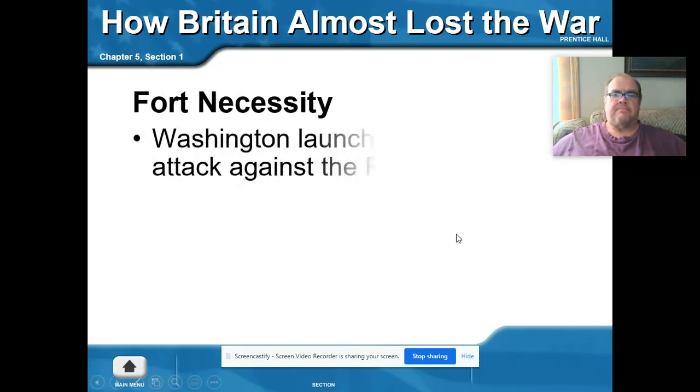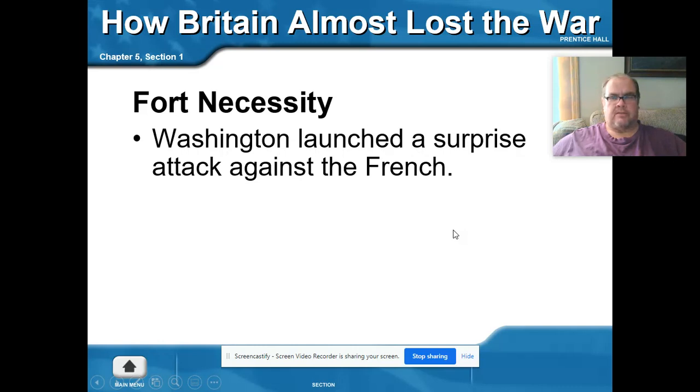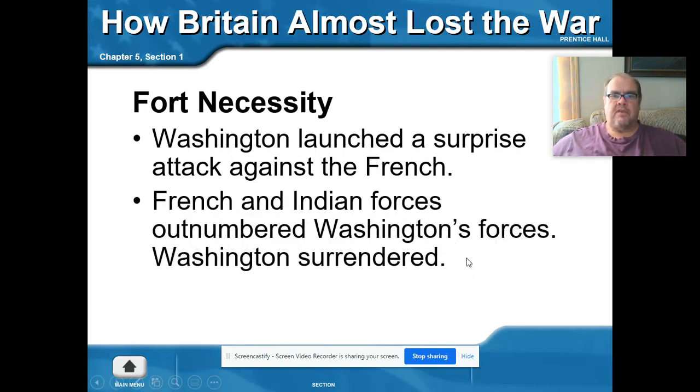Fort Necessity. This is when George Washington enters our nation's history as a person of note. He was the commander at Fort Necessity, where he launched a surprise attack against the French. And he was defeated and forced to surrender. And many historians would say this was the beginning of the French and Indian War, that George Washington started the war while he was a commander in the Virginia militia.